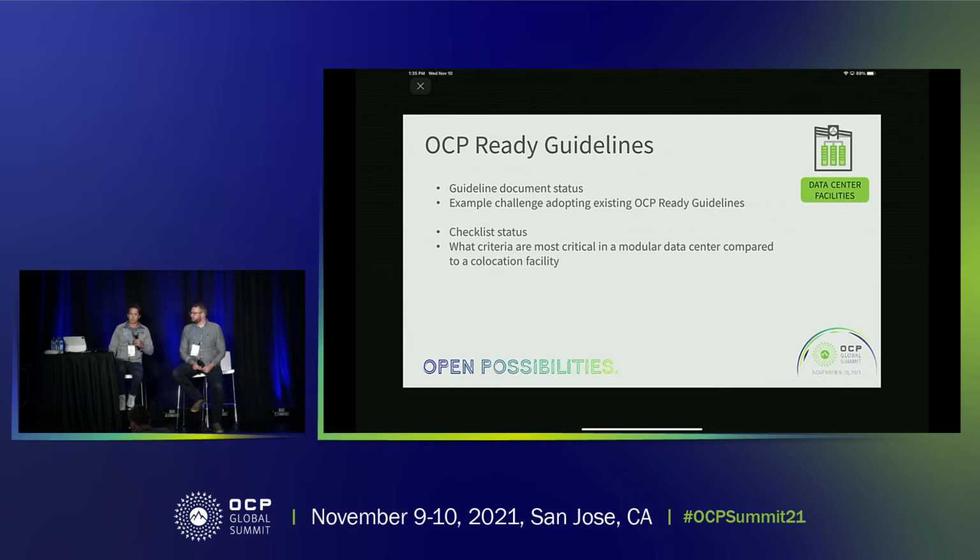Our next phase is really to adopt the checklist, go through the checklist and make sure we're matching what would be needed in an MDC environment versus a colo environment. And we're still evaluating the criteria that are most critical in a modular data center compared to a co-location facility. So the site itself, things like that. Because the feedback I got, I don't know about you, Carl, is that when I talked to someone interested in deploying a modular data center who has never done so before, they don't know where to start.